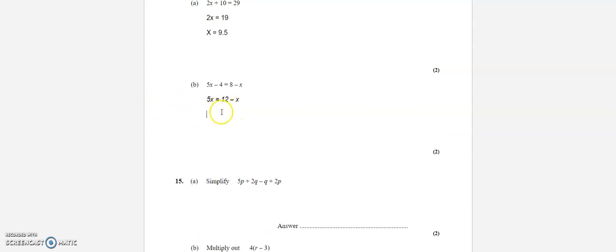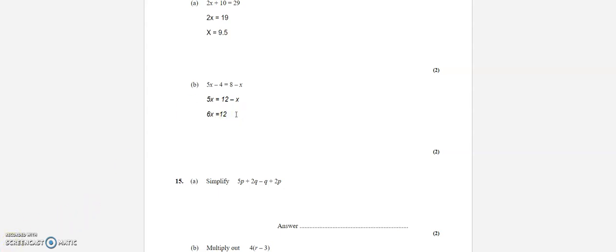So to further balance this out, I would also need to get rid of the x on this side, this negative x here, and I can do that by adding an x on this side. So if I add an x this side, I would also need to add an x this side. So 5x plus x equals 6x. And the 12 stays where it is.